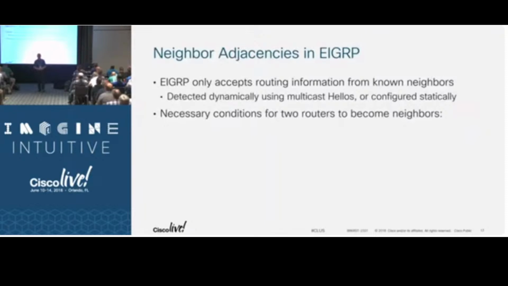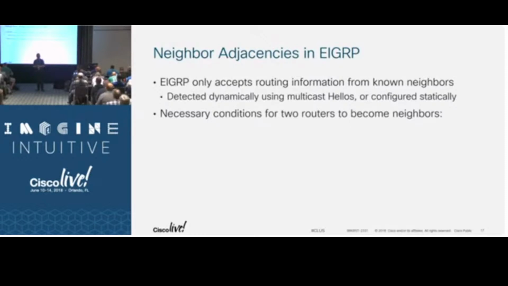Now, as you know, EIGRP can only accept information from neighbors it knows. This is essentially done to make sure that EIGRP is an event-driven protocol as opposed to RIP, which is a time-driven protocol. We need to maintain adjacencies. Neighbors can be discovered either dynamically using multicasts or they can be configured statically. Either way, they need to meet a set of parameters to become neighbors.